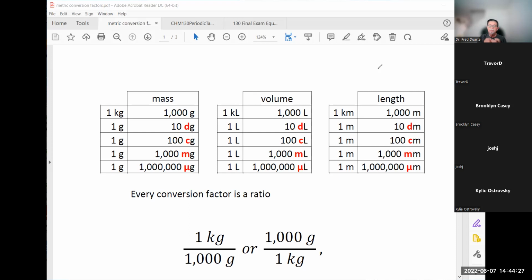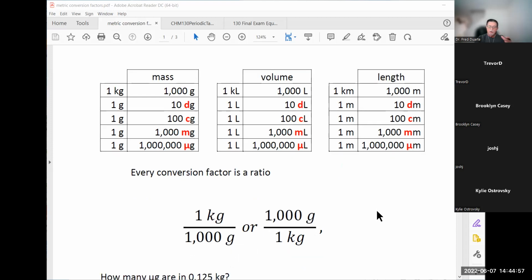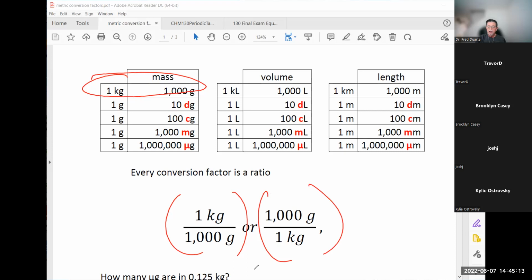Now, every factor here is nothing more than a ratio. And this is true for any ratio we're going to work with, be it dollars per hour, which is a ratio we can use to do calculations, or miles per hour, or density. Remember we talked about density, mass over volume, grams per milliliter. It's a ratio. Being a ratio, we can write it in one of two ways. For example, we know there are 1,000 grams in 1 kilogram. We can write that either with kilograms in the numerator or with kilograms in the denominator.